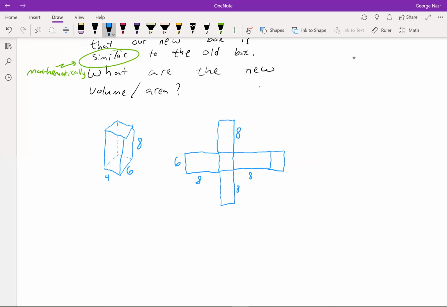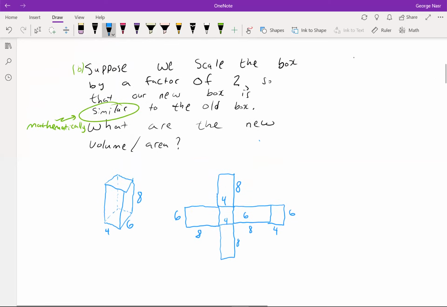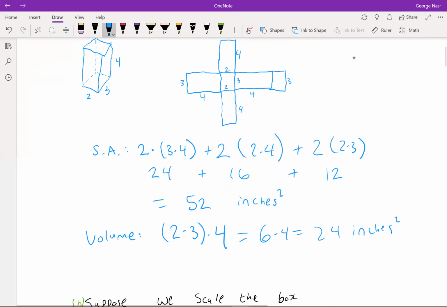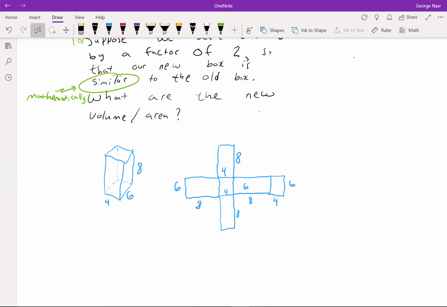for this shape. I guess I didn't label this one above as well, but that one should be a 4. I'm going to go back up and label that for the final ones. This should be a 2 here. Okay, so let's find the surface area and the volume again.